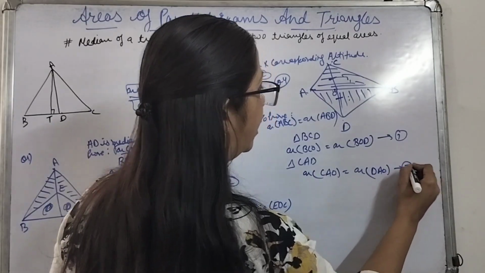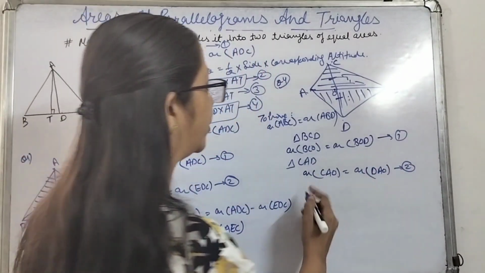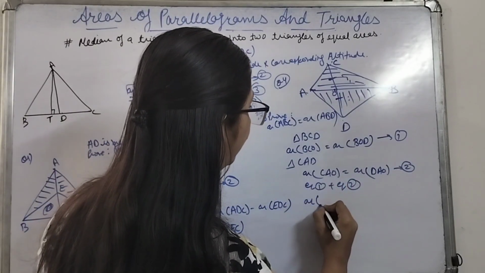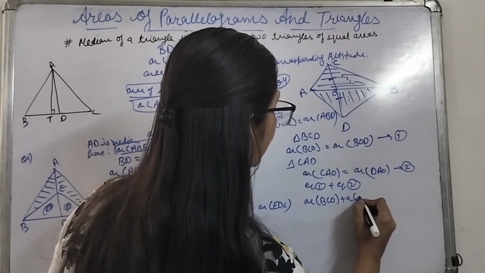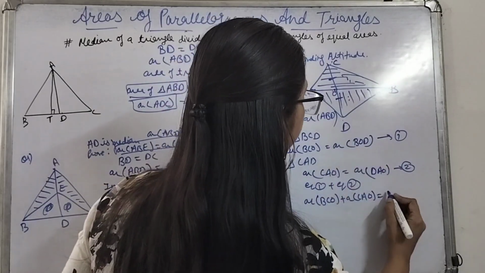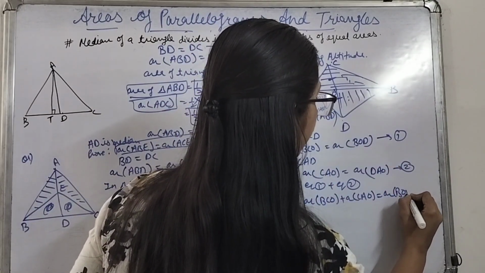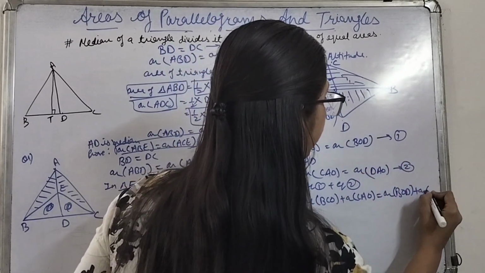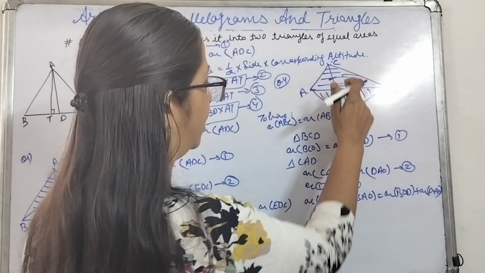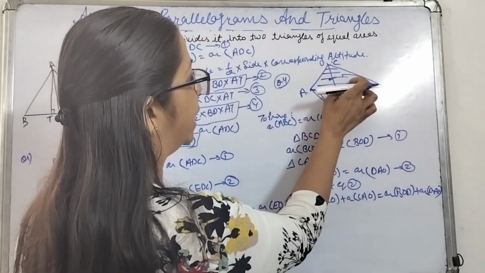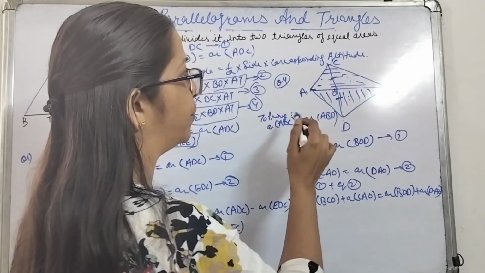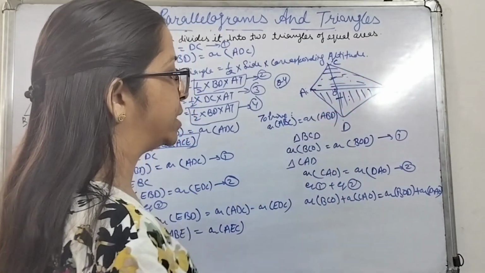This will be equal. Now, if we add equation number 1 and equation number 2, equation 1 plus equation 2, then we will get area of BCO plus area of CAO is equivalent to area of BOD plus area of DAO. Now area BCO, this area, plus CAO, this area, if we add this area and this area, we will get area of BCA, or we can say ABC, area of triangle ABC.